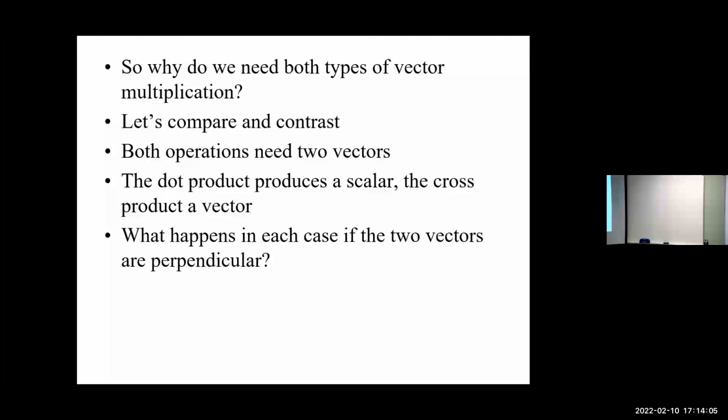Now, if they're perpendicular, we know dot product is 0, which is huge for us. Well, the cross product is actually at a maximum. That makes sense if we think about torque, right? When are we going to get maximum torque? Well, when we're pushing perpendicular on the lever, right?